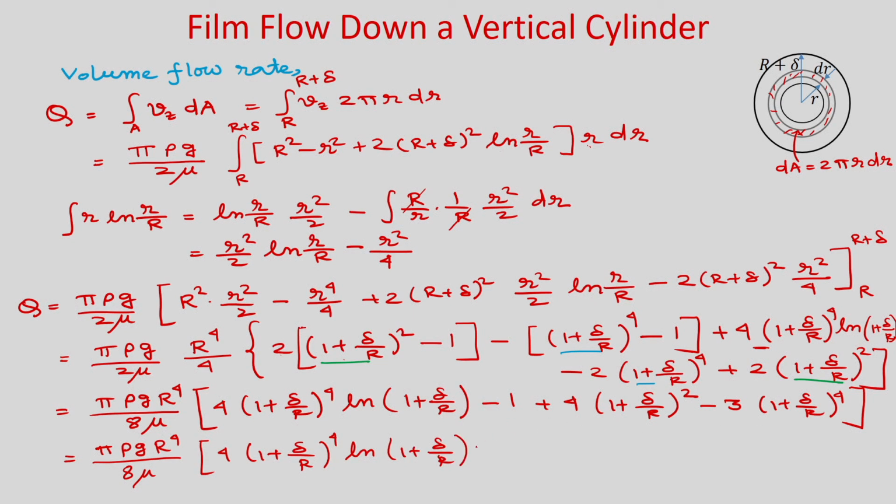And if you rearrange it, then you can write as 4 delta/r plus 14 (delta/r)^2 plus 12 (delta/r)^3 plus 3 (delta/r)^4. So, you can see this is the expression for the volume flow rate of this film. Now, if q is known, then you will be able to find the film thickness delta from this expression, and if delta is known, obviously the volume flow rate you will be able to find.